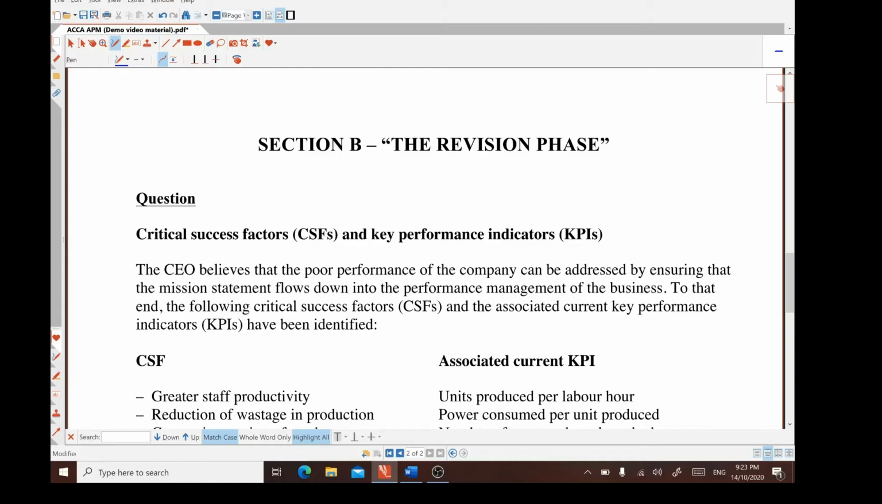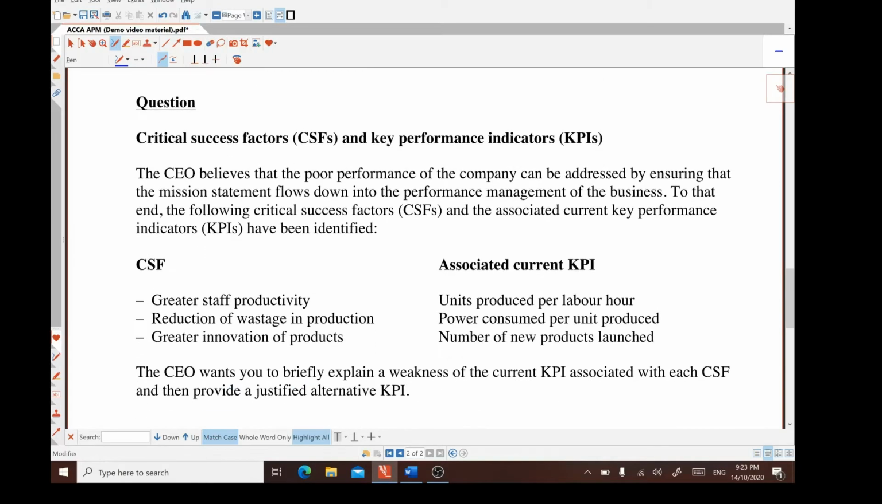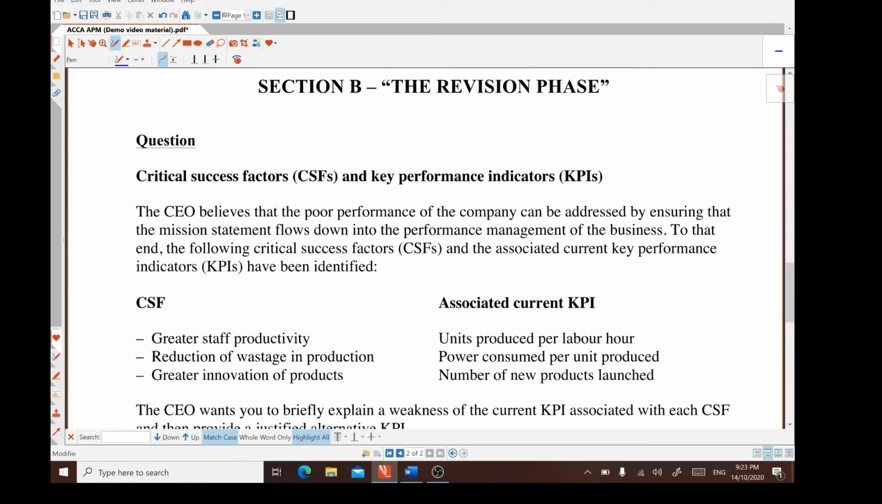Now I've actually used and applied one of the past exam questions from the ACCA APM, and this is just the extract. Now let's take a look at the scenario. We're going to go through this together and we'll see it together. This is the one. It's to do with the CSF and the KPI.